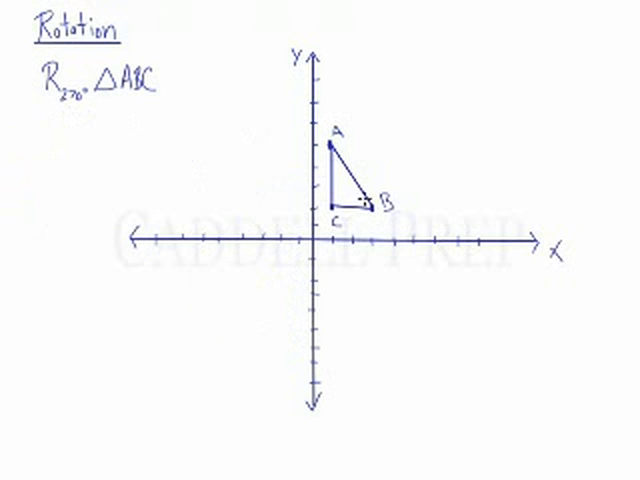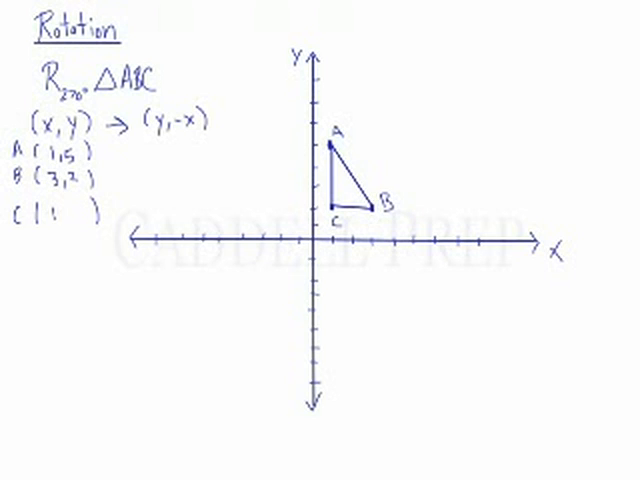Now let's rotate triangle ABC 270 degrees. So let's write down what the rule is we're going to follow. We're going to take (x, y) and it's going to become (y, negative x). So let's write down our coordinates for A, B, and C. A is (1, 5). B is (3, 2). And C is (1, 2). And from this, we're going to find the coordinates of A prime, B prime, and C prime.